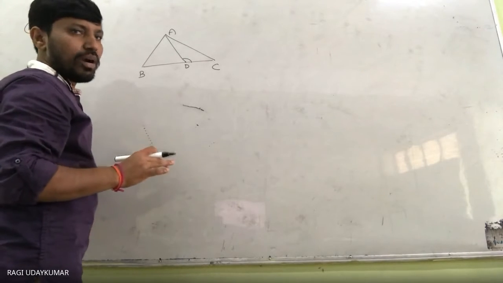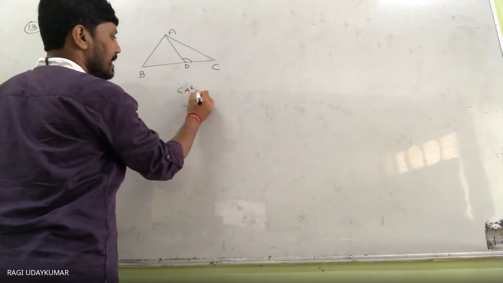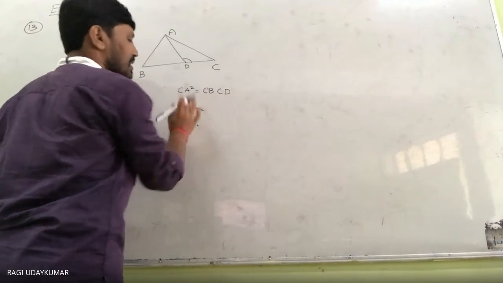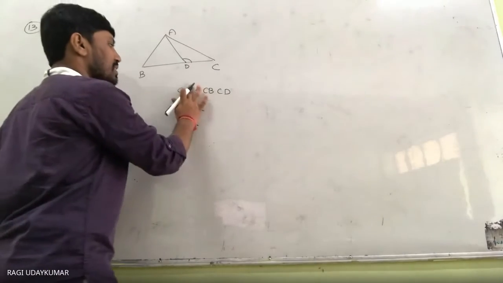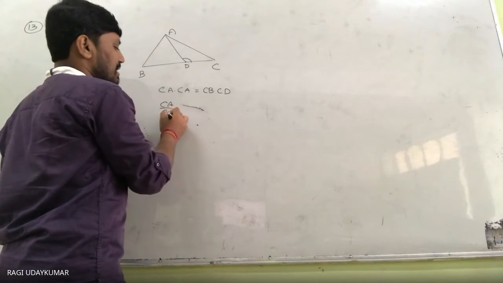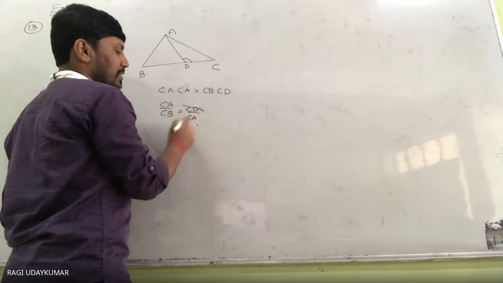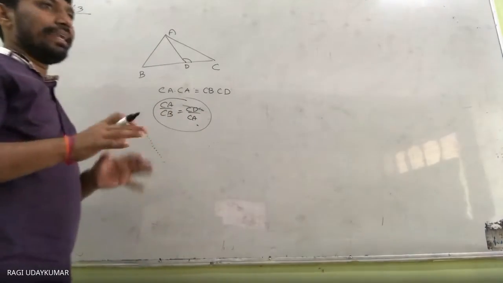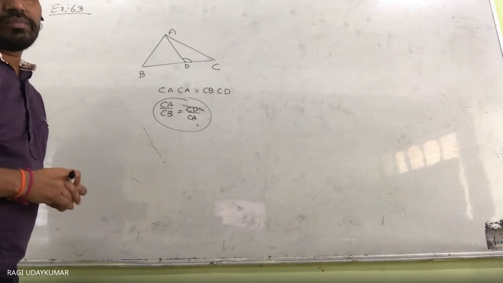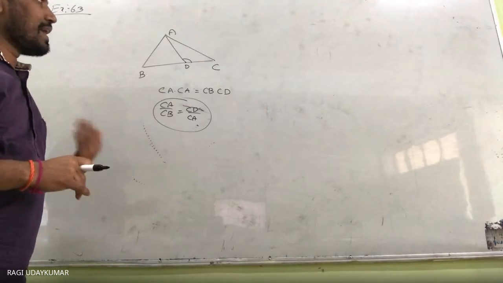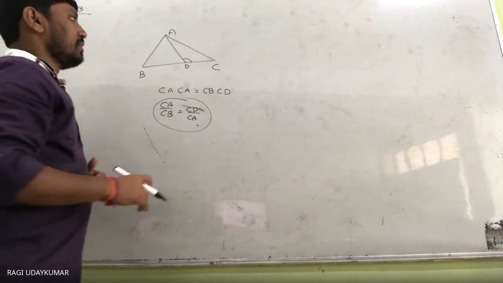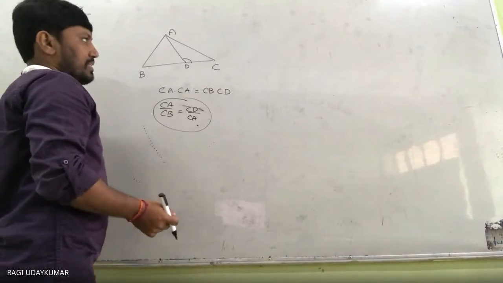So this is the thing given to you, and we are asked to prove that CA square is equal to CB into CD. CA square is nothing but CA into CA. So we need to take CA by CD is equal to CB by CA. If you are able to prove this, it indirectly means you need to prove the proportionality of the sides of the triangle. So what triangles are to be taken into consideration? The triangles in which CA is there.